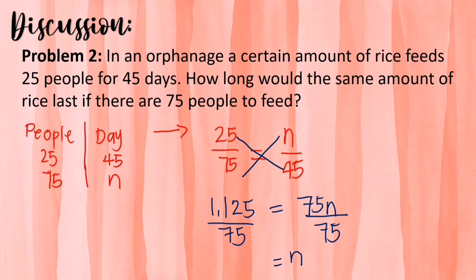1,125 divided by 75 is equal to 15. So, ibig sabihin, n is equal to 15. So, for 75 people to be fed, the rice will last for 15 days.